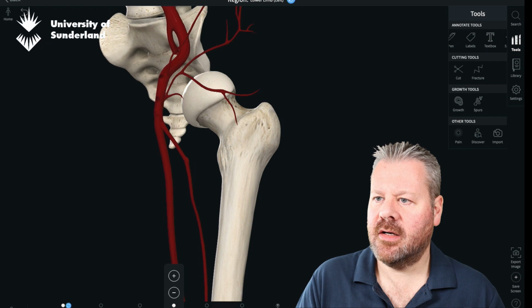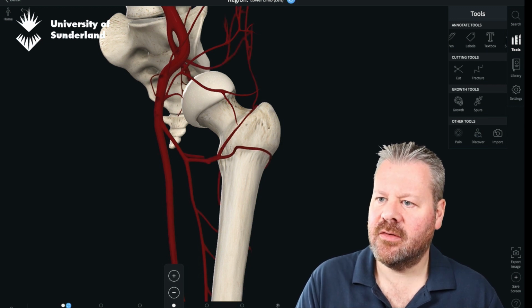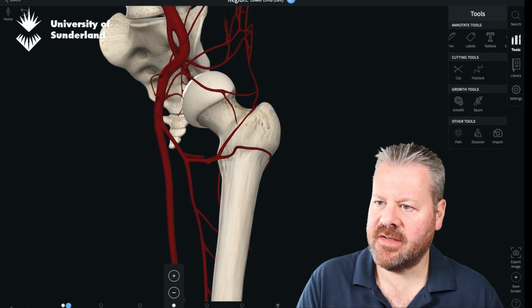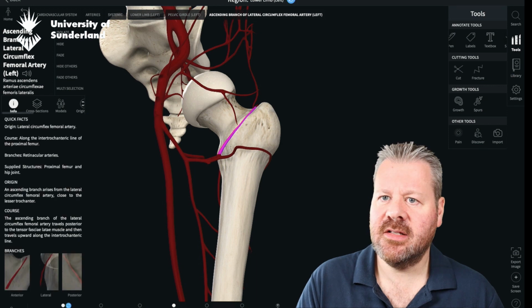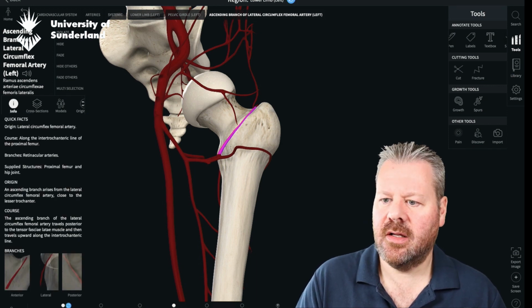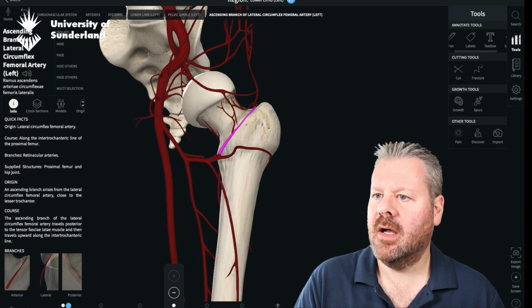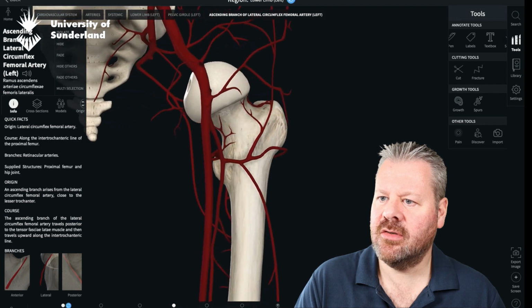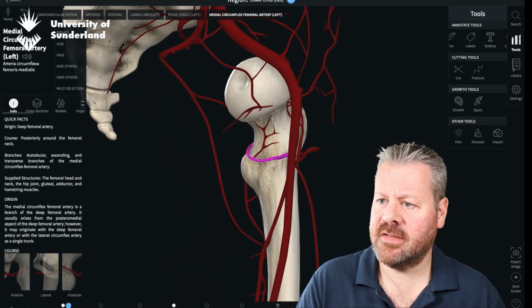If we add in our arterial system to this, you can see very clearly there are 2 large arteries which are passing around here. These are called the circumflex arteries, and at this end we've got the ascending branch of the lateral, and if we can add another layer in there and then do a slight bit of rotation, you can see on this side we've got the medial circumflex artery.